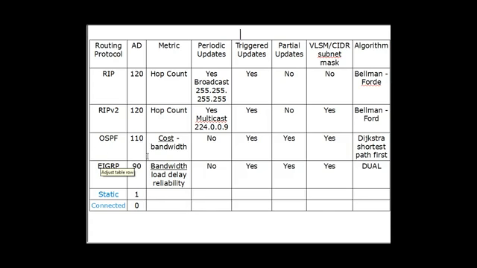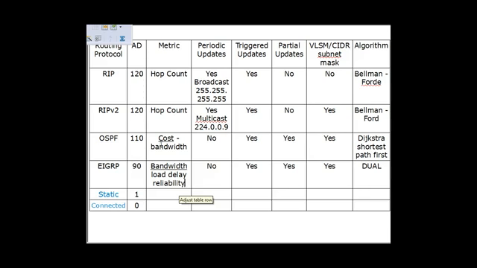Okay, OSPF uses a metric of cost, and cost is based on a number of factors, the most important factor being bandwidth. And then EIGRP, its metric is bandwidth, load, delay, reliability, and also MTU and some other things. But the most important factor in EIGRP's metric is bandwidth. So in other words, how far away something is going to be a ranking number based on bandwidth, load, delay, and reliability, the most important thing being bandwidth.